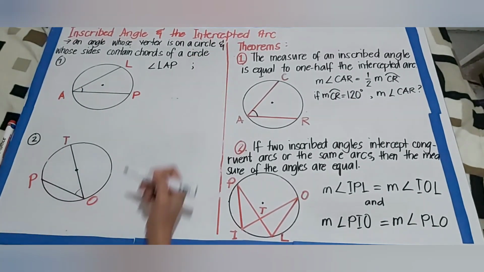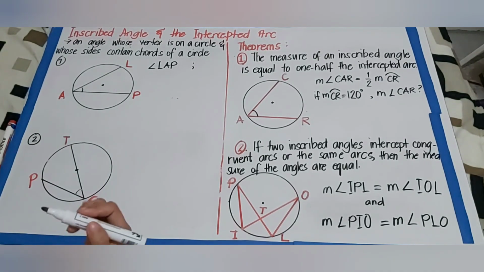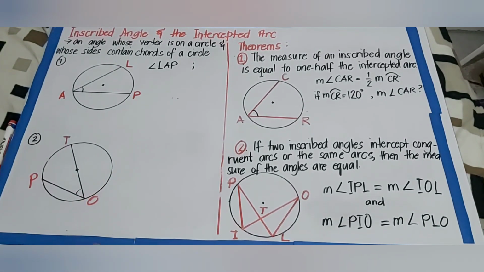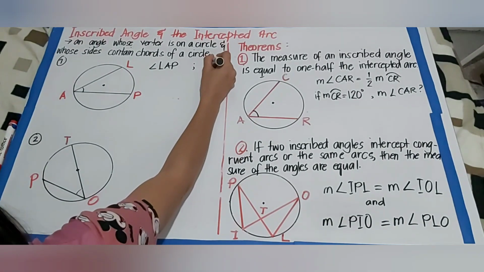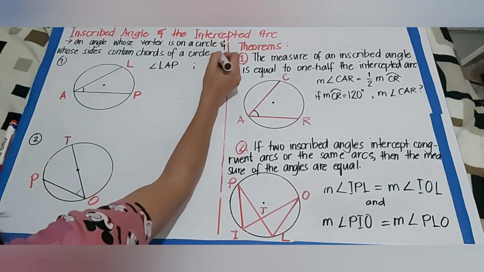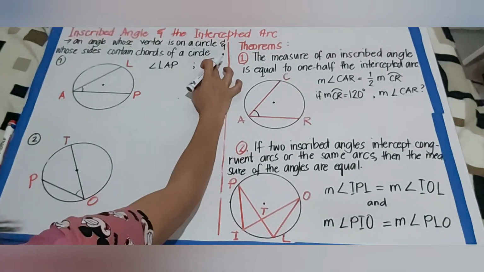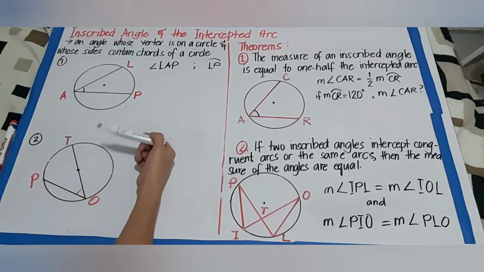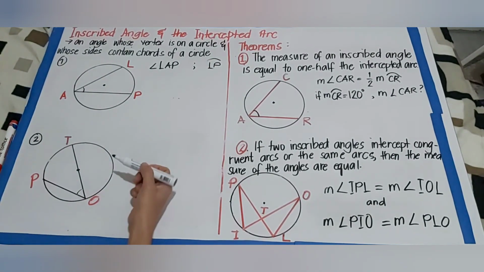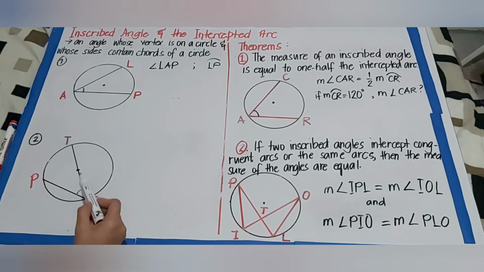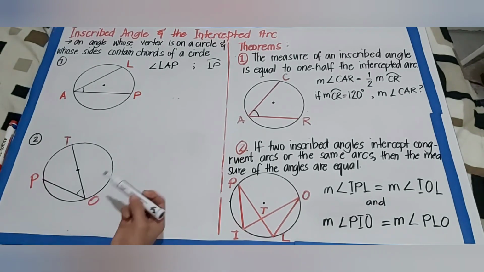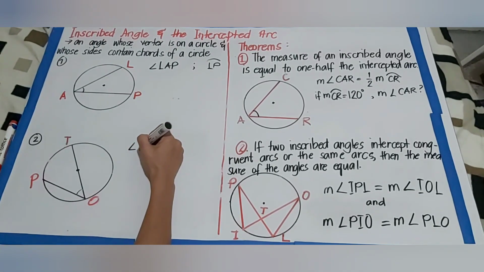At kung may angle tayo, meron tayong intercepted arc. The intercepted arc of our inscribed angle is the arc that is intercepted by our endpoints. So endpoint L, endpoint P. So our arc here is arc LP. Now, for example number 2, we have this circle. So, we have chord TO, chord PO, and they have this angle right here, which has its vertex at the circle. So, this is angle TOP.